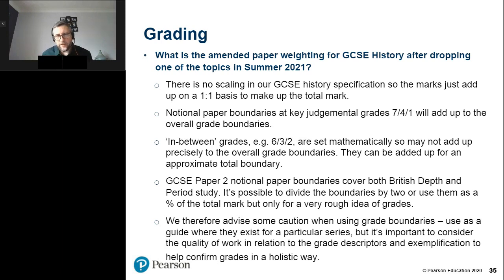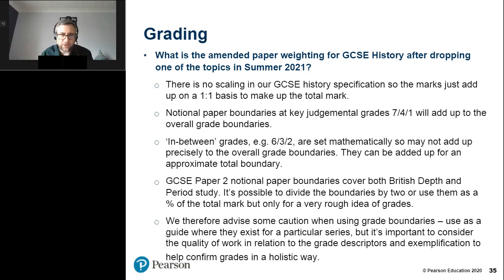Now, if you look at the notional paper boundaries document, which is the grade boundaries for each paper in the spec, the grades at the key judgmental boundaries, they're the boundaries that the examiners actually decide on considering the quality of work and statistical analysis, and they come up with a mark and they say, right, this mark is the grade 7.